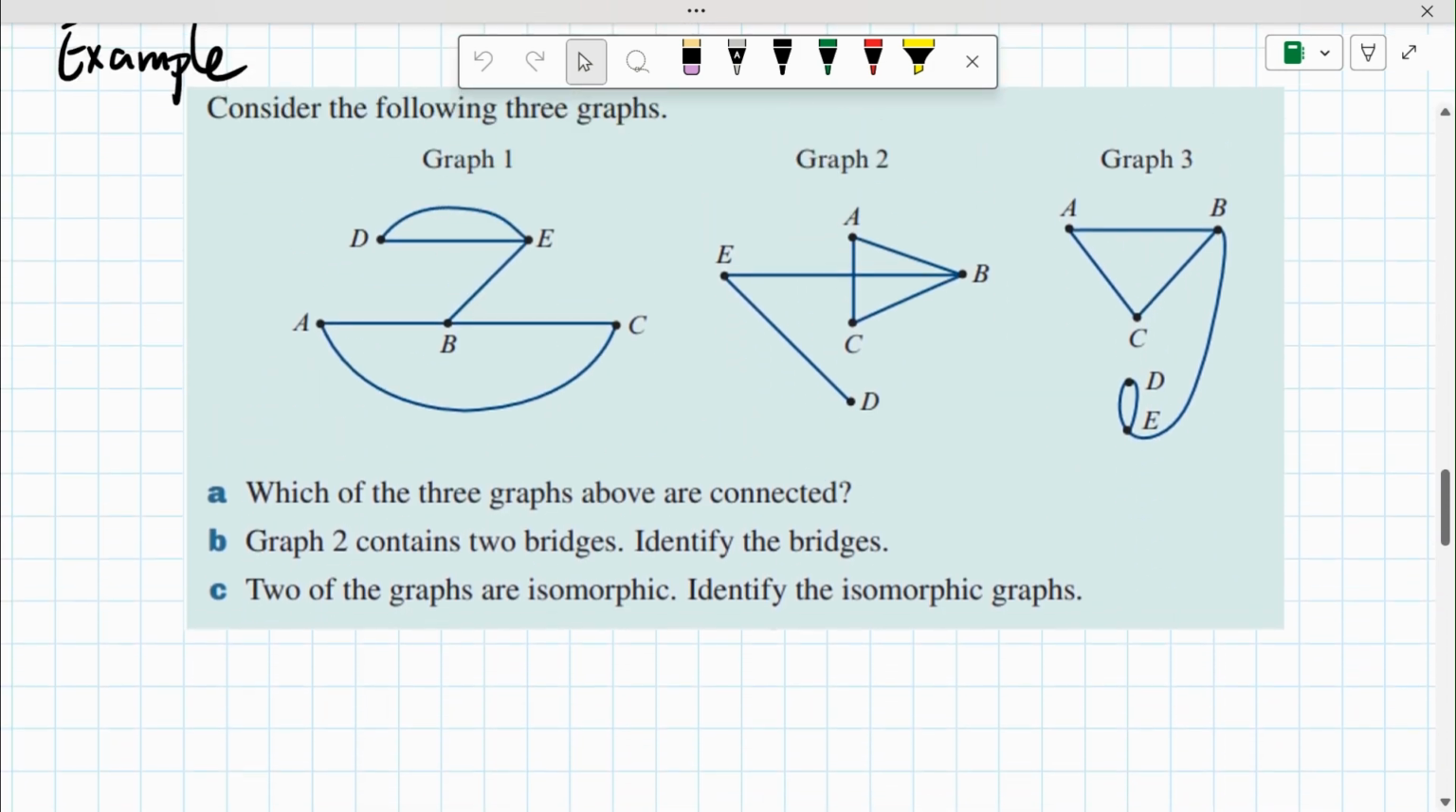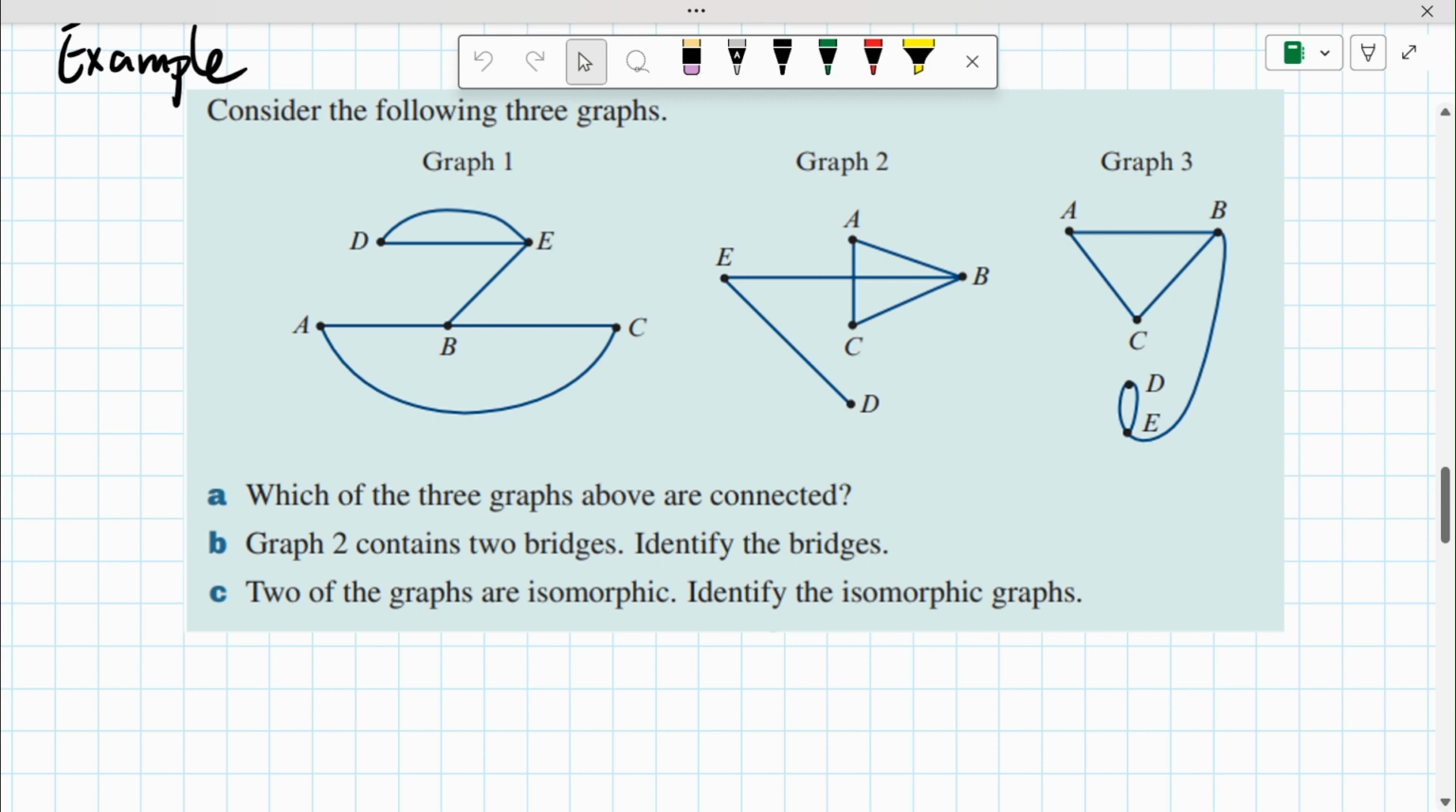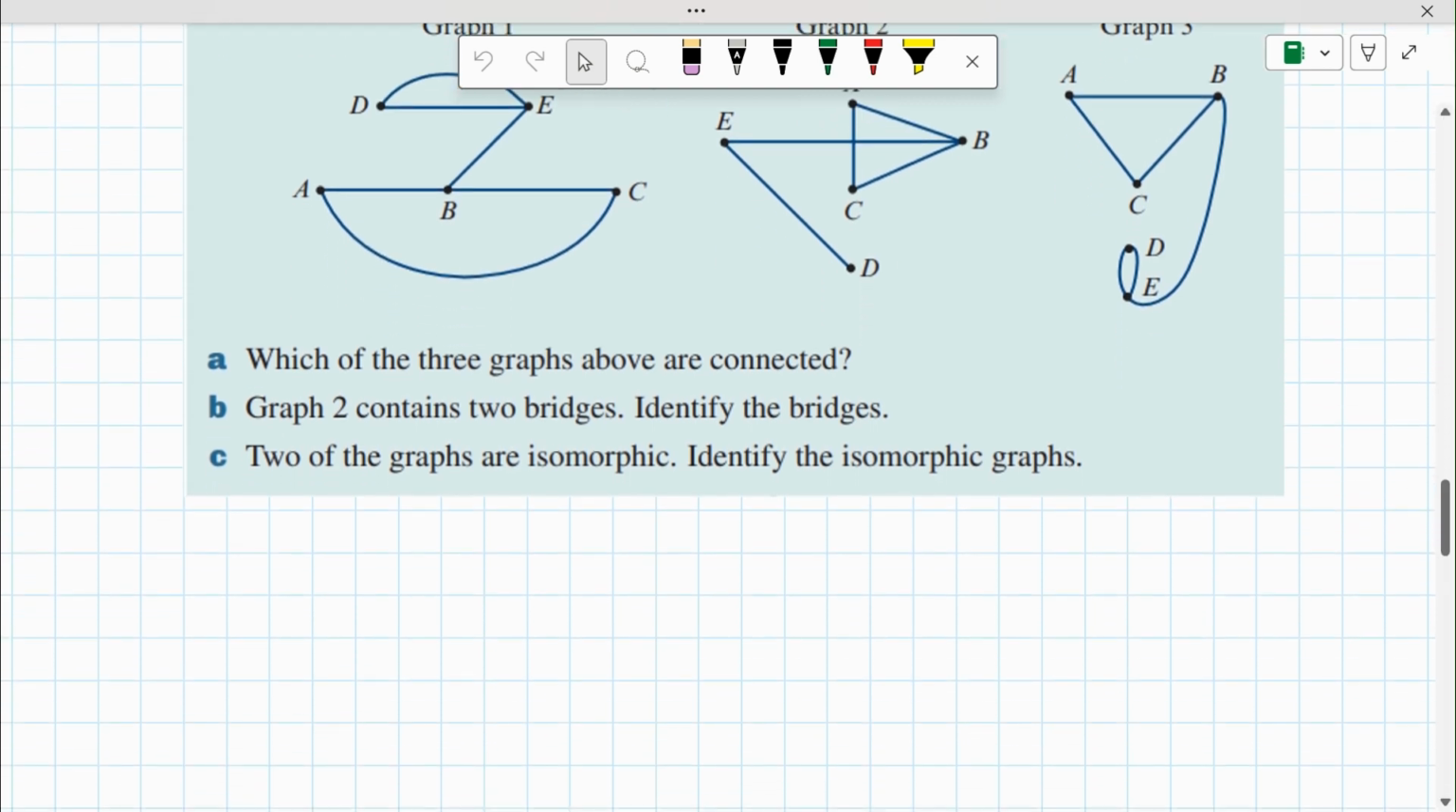Now we're going to try to figure out those three graphs, as an example. The first question: which of the three graphs are connected or not connected? We can say that all the graphs are connected. So the first answer will be that all three graphs are connected.